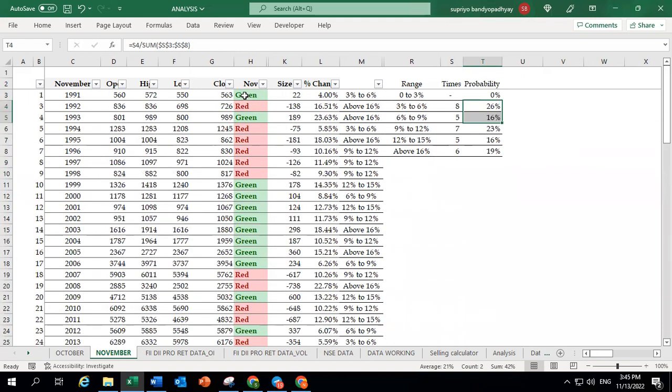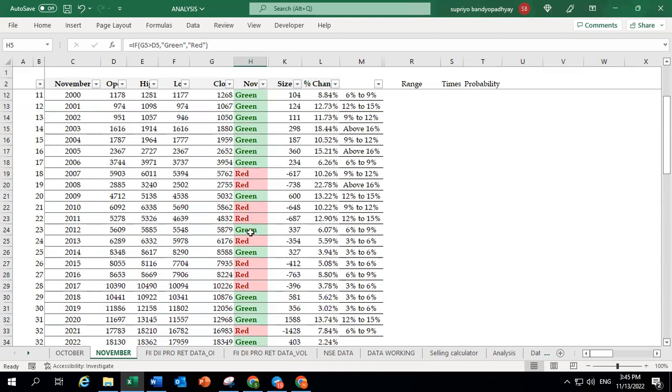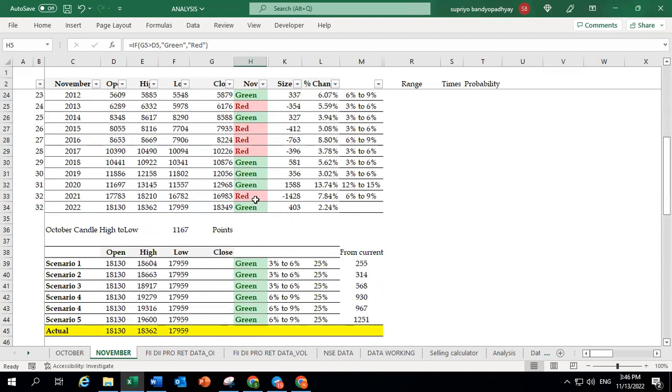Now, when you see the candle size, green, red, green, red, red, red, red, red, green, green, green, green, green, red, red, red, and so on and so forth. And the last, what we see is that November 2018 was green, 19 was green, 20 was green, 21 was red, yes, and 22 now started green.